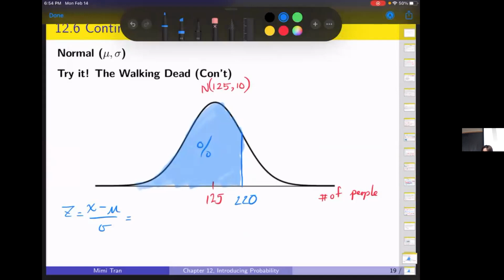So the observation is 220, minus mu, which is 125, divided by sigma, which is 10. 220 minus 125 is 95, so the Z-score is 9.5. Wow. Do you see a 9.5 on your Z table? I don't think so.